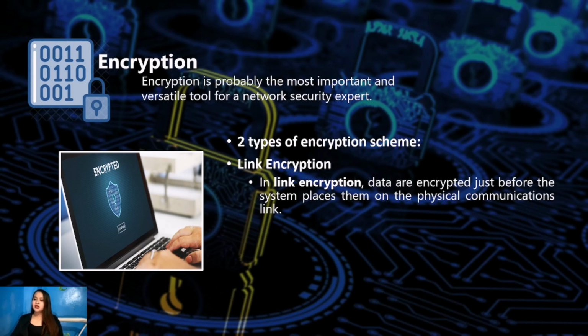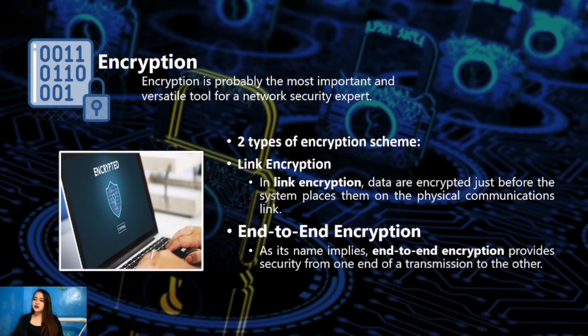The encryption becomes a transmission service performed by a low-level network protocol layer, just like message routing or transmission error detection. Next is the end-to-end encryption. As its name implies, end-to-end encryption provides security from one end of a transmission to the other. The encryption can be applied by a hardware device between the user and the host.